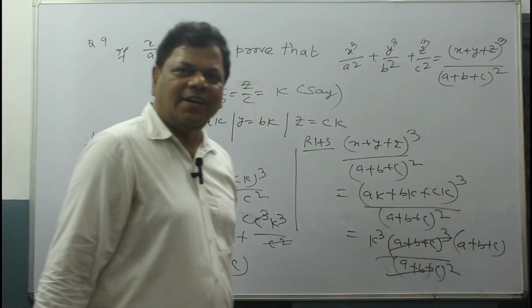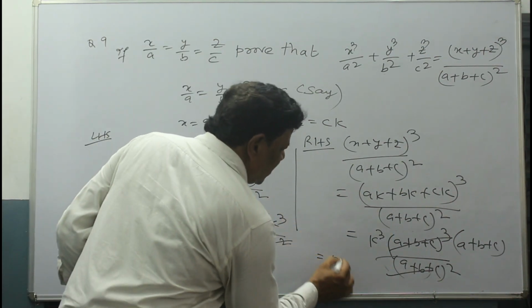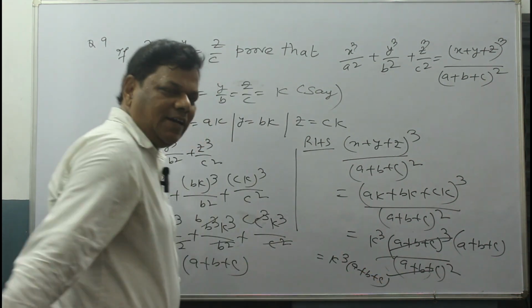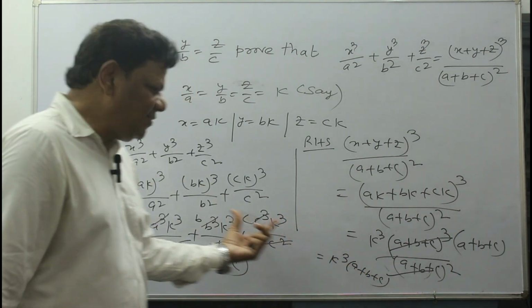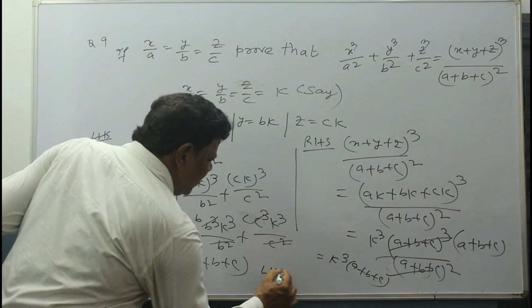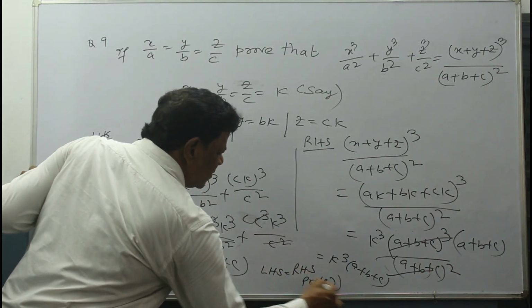Because it is given three times. It is given two times. So one time left. Then what is coming? Here coming k cube (a plus b plus c). Now see, children, whatever I have got here, there I have got the same thing. That means LHS equal to RHS. So what I say, left hand side equal to right hand side, then I say proved.